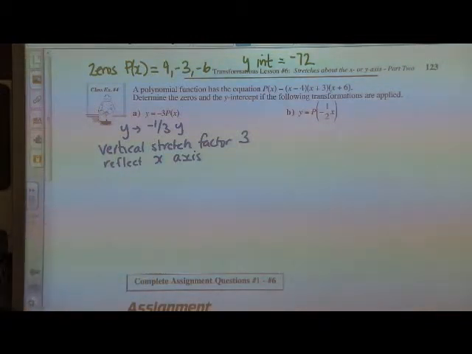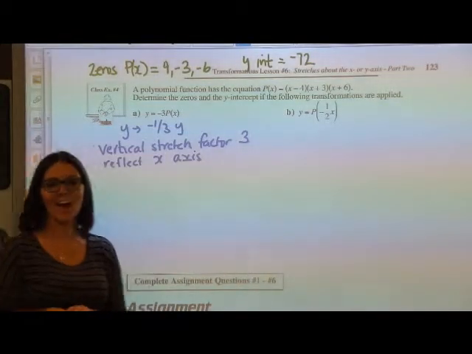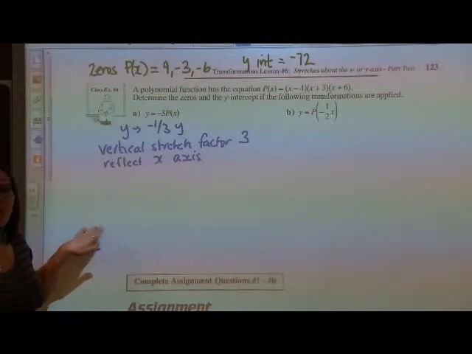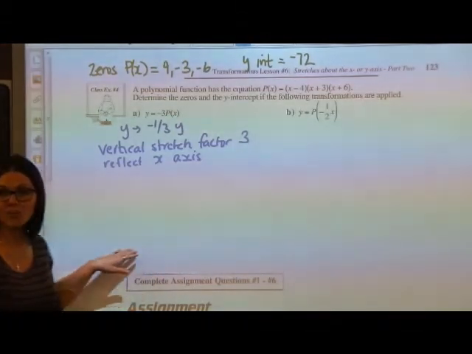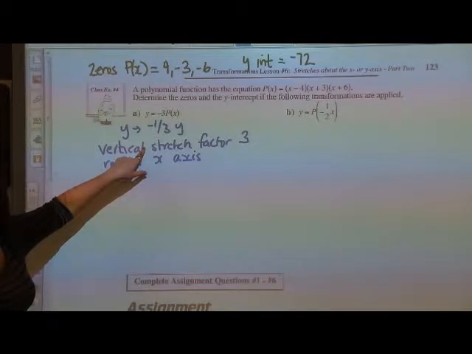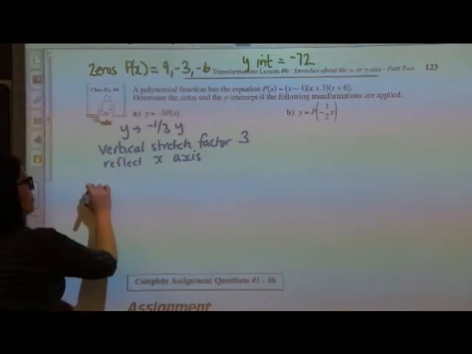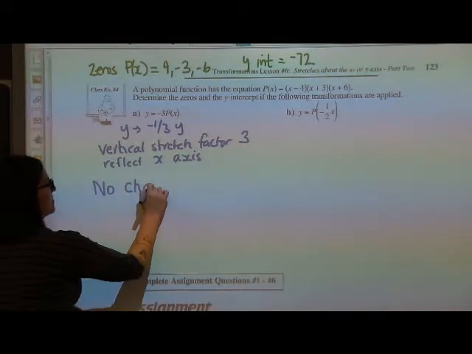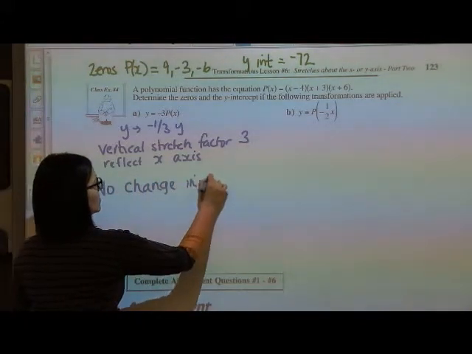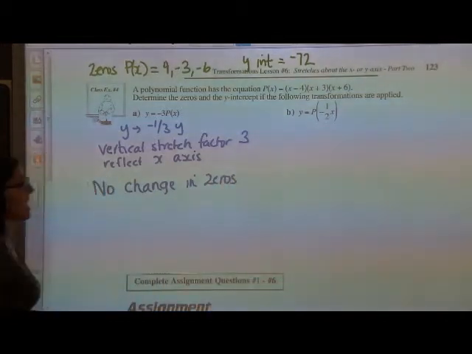So is this going to change my zeros? No, because my zeros are x values. They're on the x-axis, which means my y value was 0. When I stretch it by a factor of 3, it still stays 0. When I reflect it, it still stays 0. So no change in the zeros. They will stay at 4 and negative 3 and negative 6.